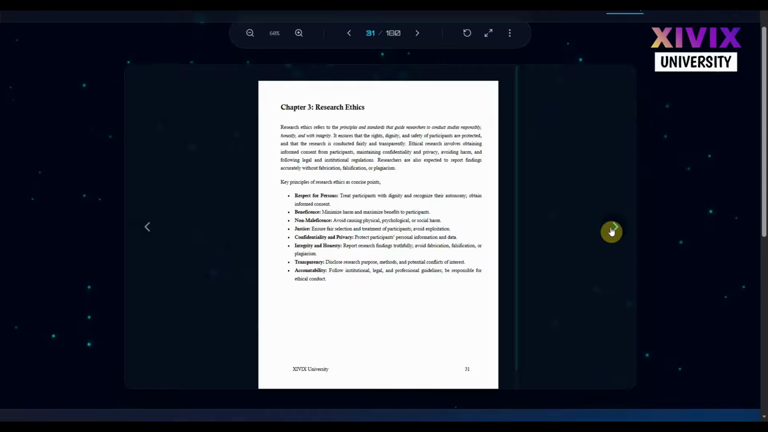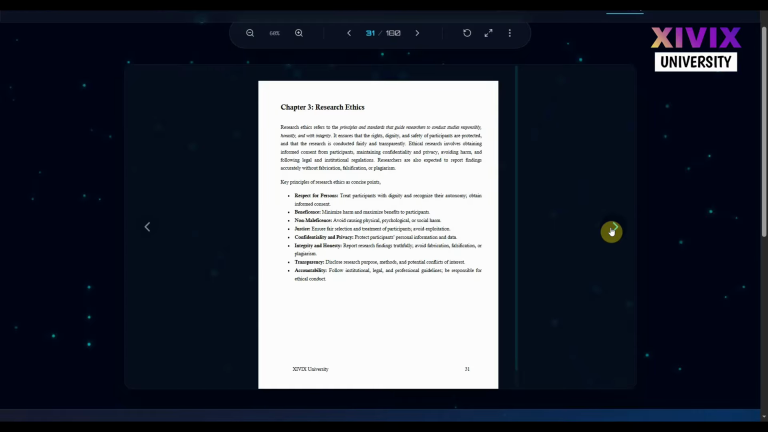The confidentiality and privacy, so it is there to protect participants' personal information and data. The integrity and the honesty. It basically involves communicating the research findings truthfully without any fabrication, falsification, or plagiarism. The transparency is the disclosure of research purpose, methods, and potential conflicts of interest. The last one is the accountability. So accountability refers to the adherence to institutional, legal, and professional guidelines.